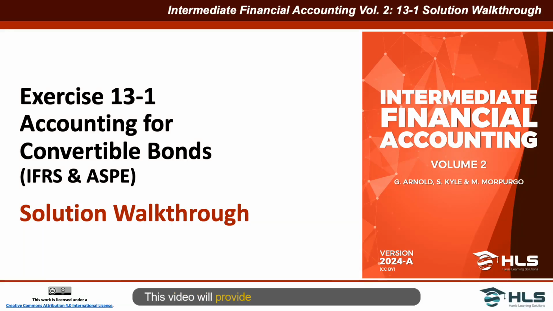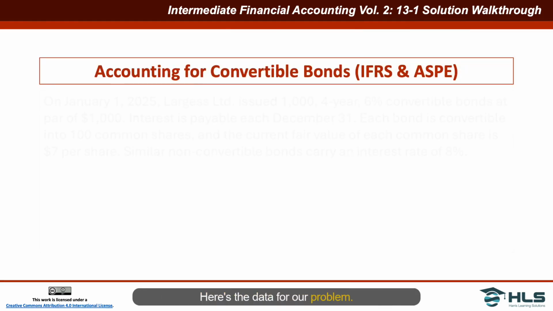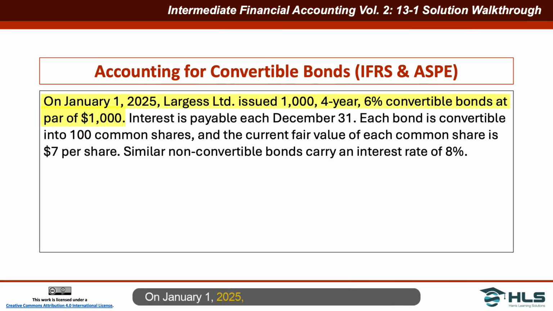This video will provide a walkthrough to the solution for exercise 13.1, which focuses on accounting for convertible bonds under both IFRS and ASPE. Here's the data for our problem. On January 1st, 2025, Large S Limited issued 1,000 4-year 6% convertible bonds at par of $1,000. Interest is payable each December 31st.